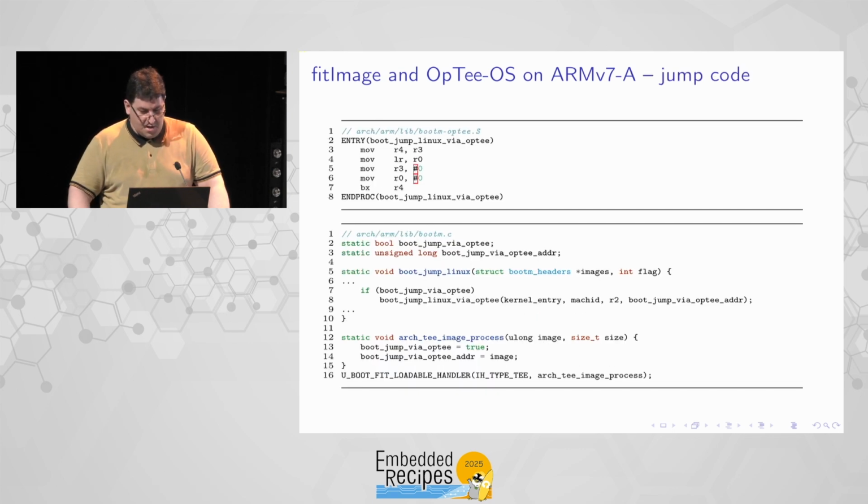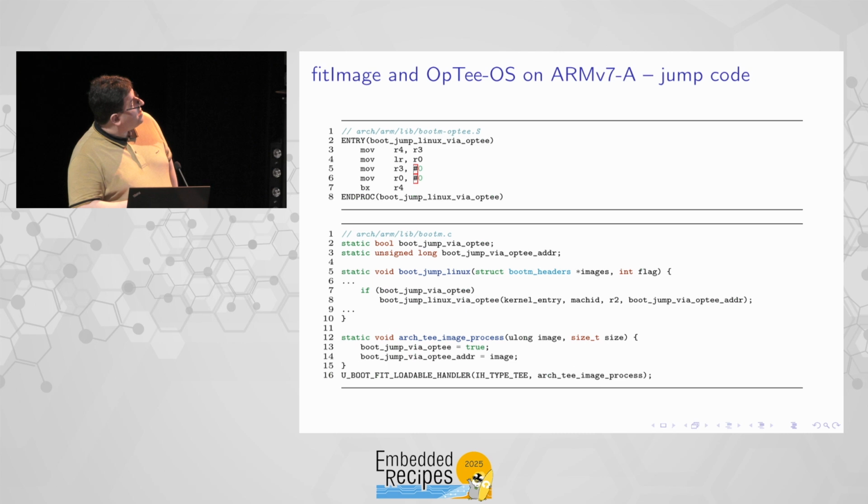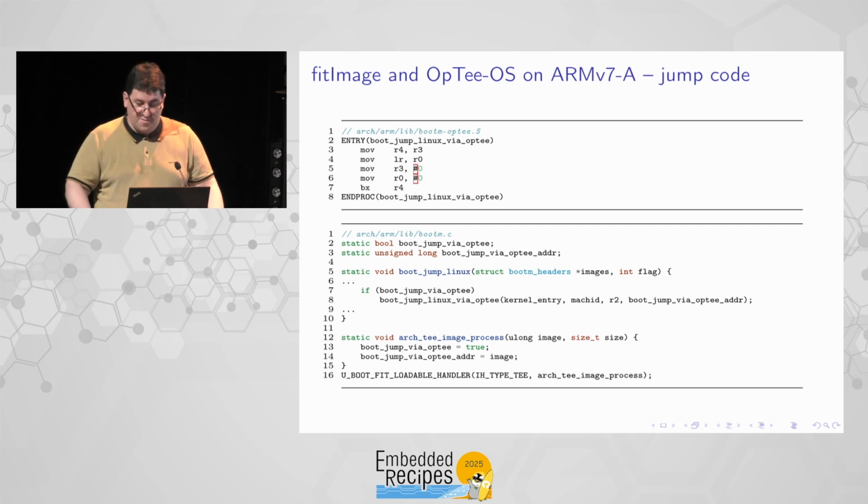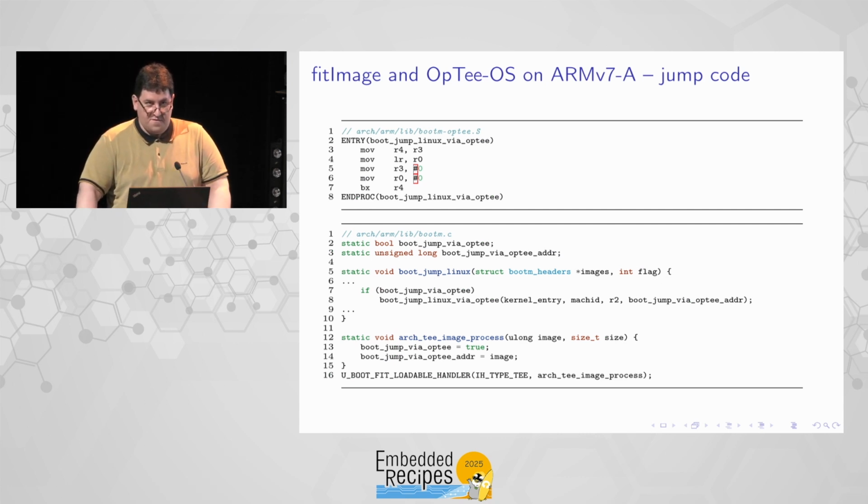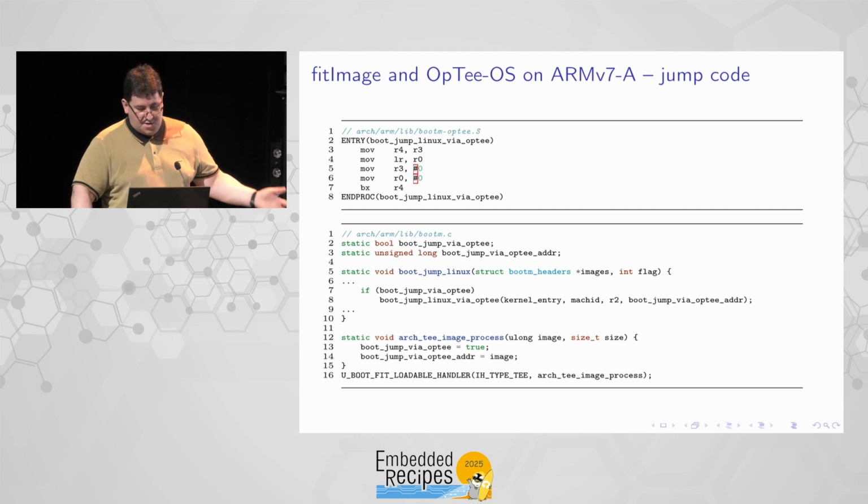Patches are posted. The jump handler is completely banal. It's just a little piece of assembler code. The changes to the kernel boot code look like this. One potentially interesting thing is this FIT loadable handler macro, which allows you to define, for specific FIT image types, shreds of code which will somehow get executed when such a loadable appears in the FIT image.